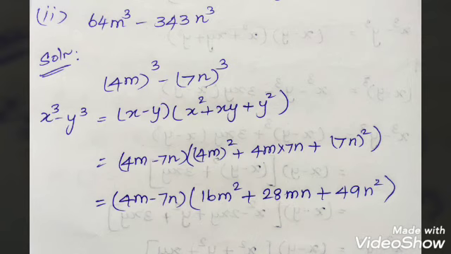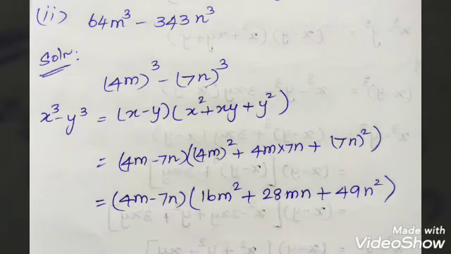Next is the second subdivision, 64m cube minus 343n cube. So first find out the perfect cube. 64 means 4 into 4 into 4. So (4m) the whole cube minus (7n) the whole cube. 7 into 7, 49. 49 into 7, 343.